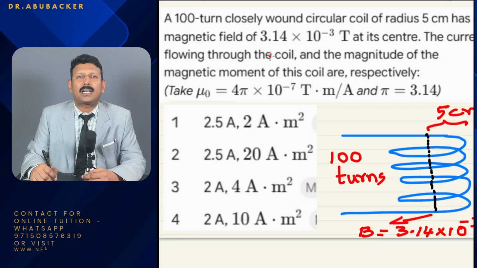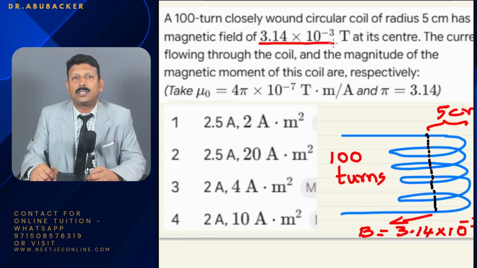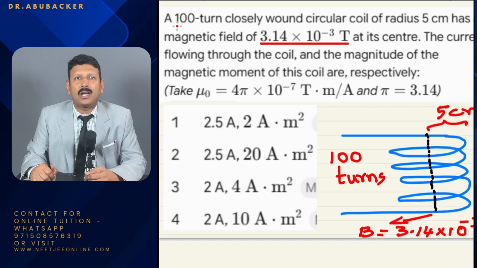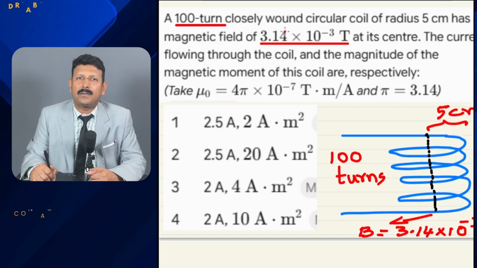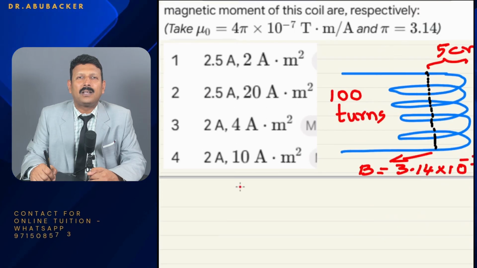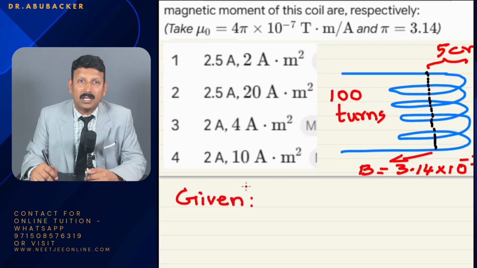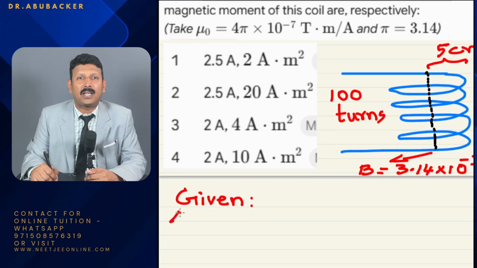So we will start the calculation for which two values? Current flowing through the coil we want to find. Also the magnetic moment we want to find. As I am always saying, read the question twice, thrice, as many times as you need until you understand what the question is. Then what do you do next? Write the given values.